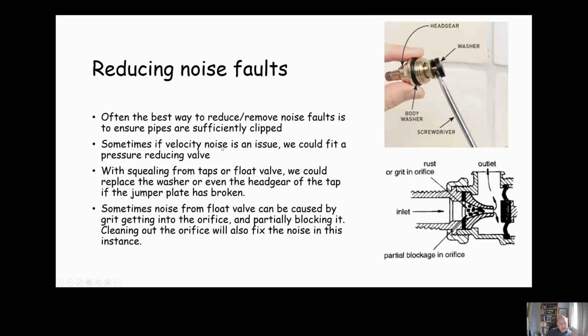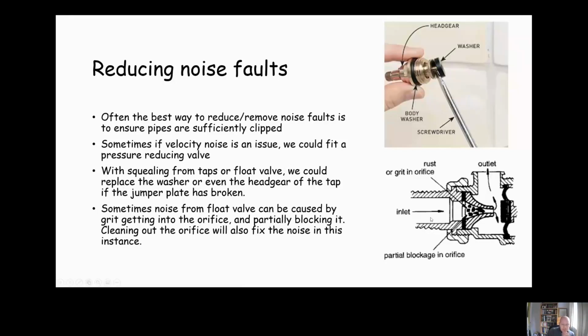But if velocity noise was an issue, we could fit a pressure reducing valve, and that's going to reduce the pressure, slow down that water, which should reduce the noise from velocity noise. And for squealing with taps and valves, replacing the washer, or potentially replacing the whole of the headgear if it's the jumper plate that was loose or broken.